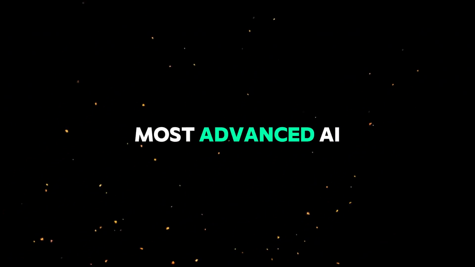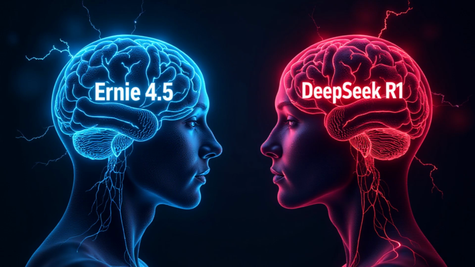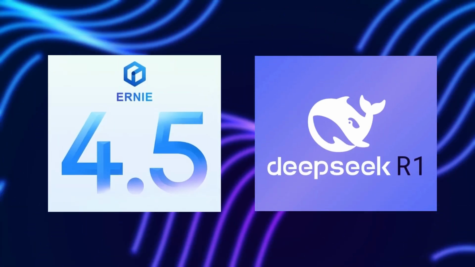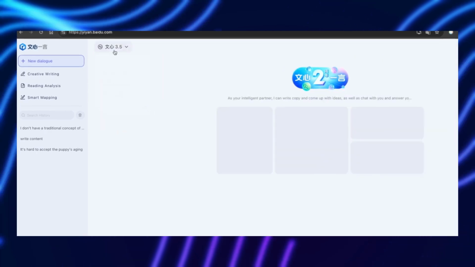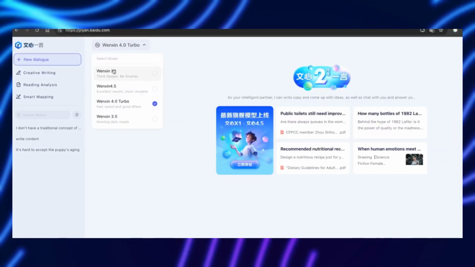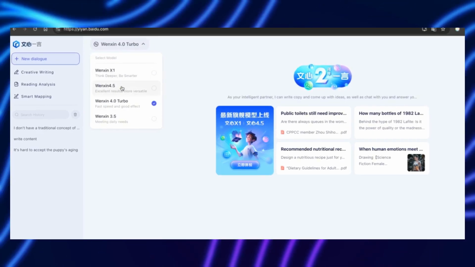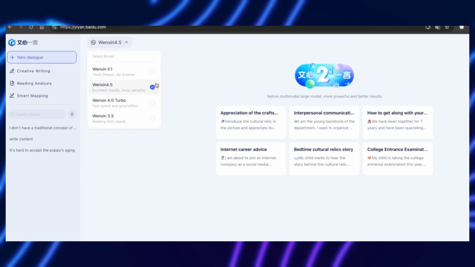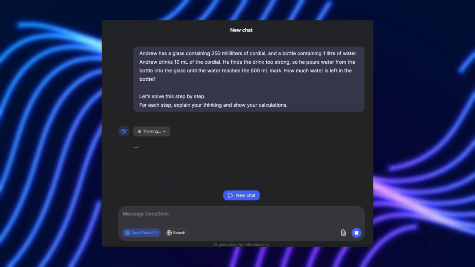China's AI battle is heating up. Two of the most advanced AI models in the country, Baidu's Ernie 4.5 and DeepSeek's R1, are competing for dominance. But the question remains, which one is truly the smartest? The world is witnessing a rapid evolution in artificial intelligence, with China's AI landscape growing at an unprecedented rate. In this showdown, we will break down the strengths, weaknesses, and potential future of these two AI powerhouses.